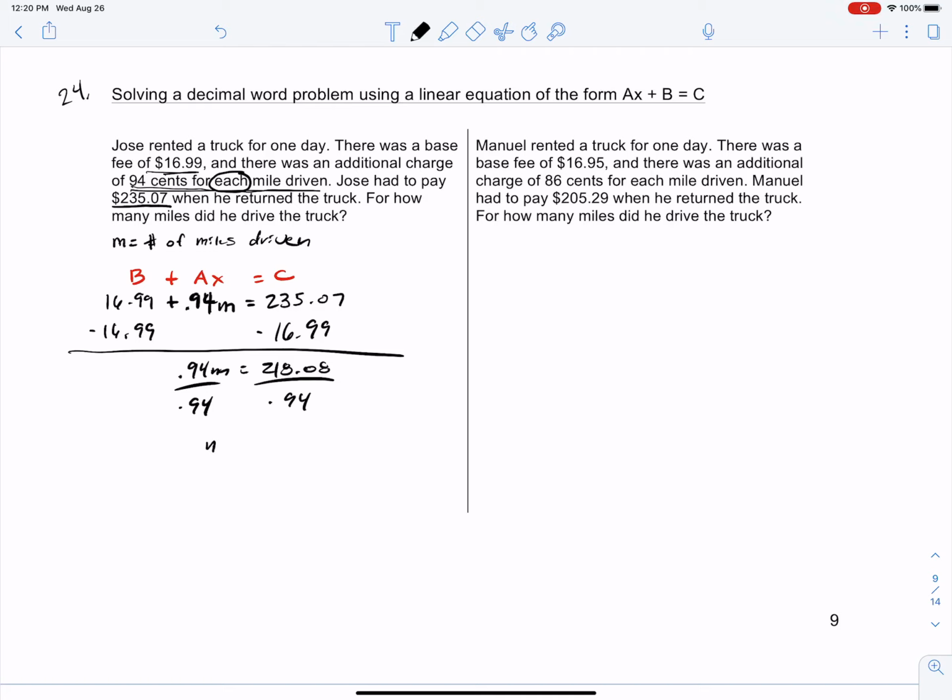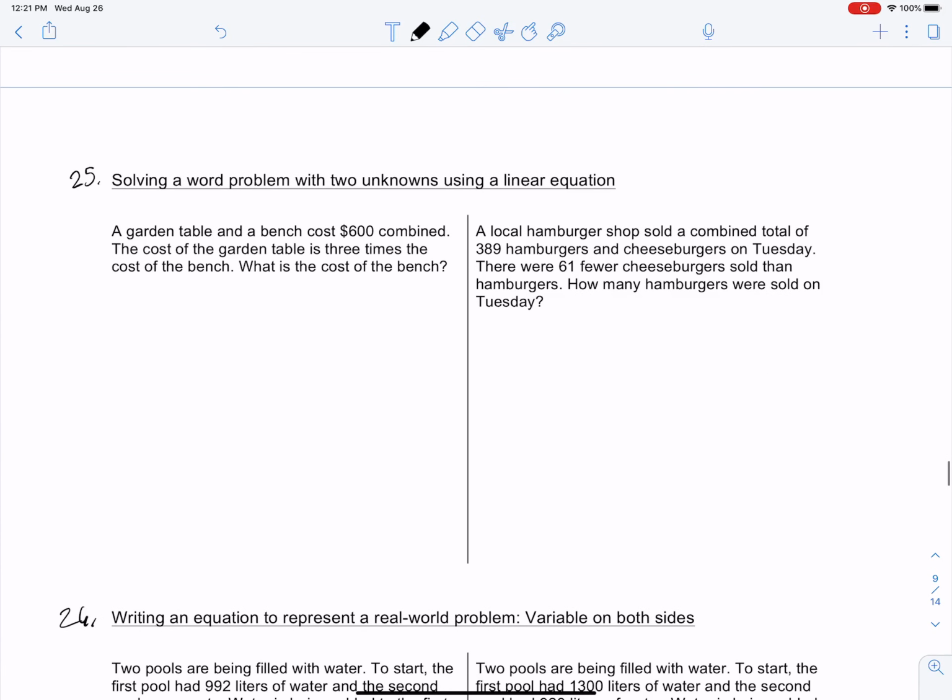We are left with M, being miles, 232 miles driven. You could leave it at miles because it's just asking us for miles. So Jose drove that truck for 232 miles. That is a lot of driving. Go ahead and try the next one on your own and move on to number 25.